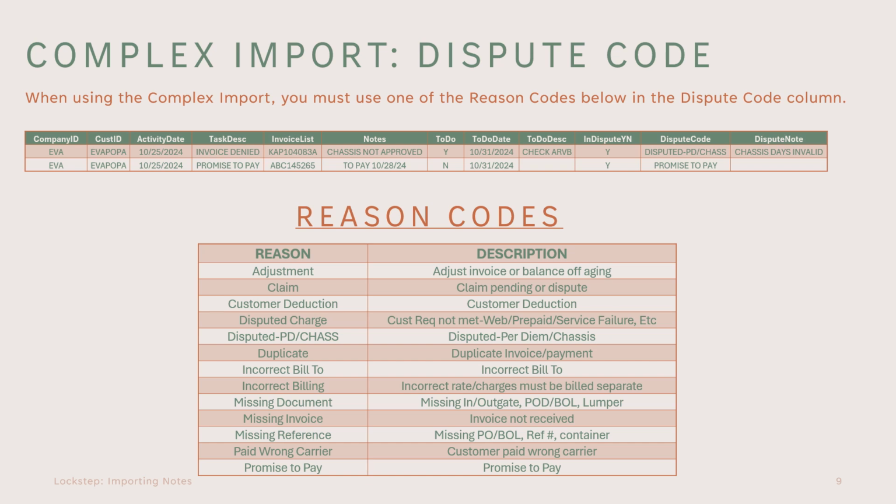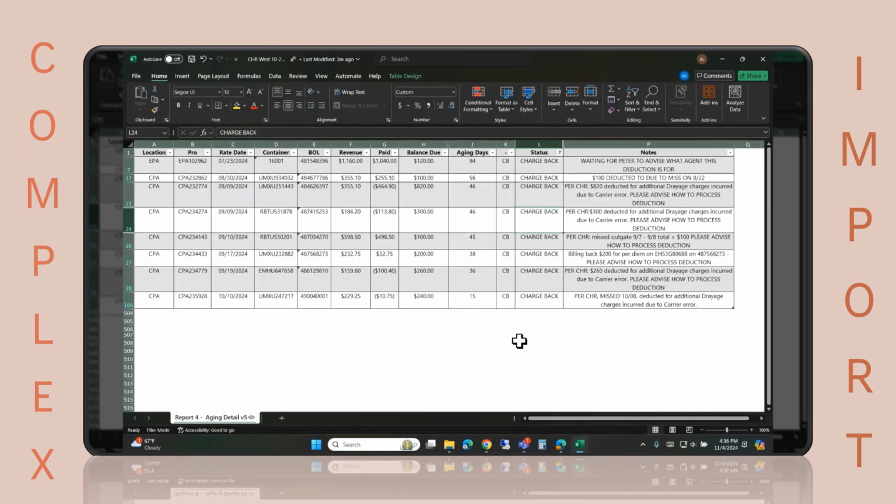So, anytime your customer gives you an update on your statement or via email or however you're communicating, please be sure that you're coming into Lockstep and updating your dispute code to reflect those notes. The complex import sheet allows us to provide a little bit more detail than what we saw on our simple import sheet.